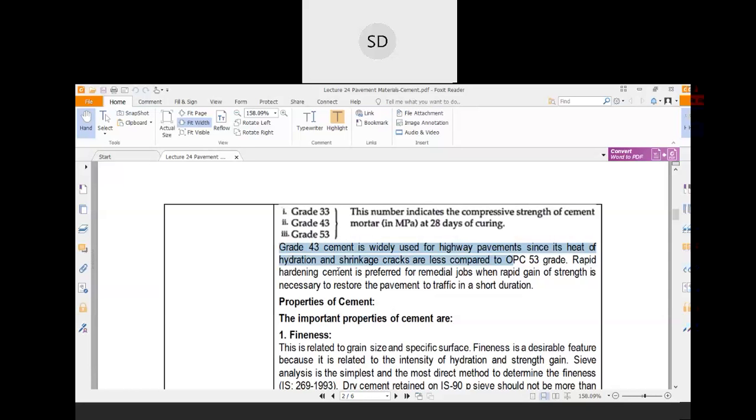Remedial job: suppose you have constructed one rigid pavement with the help of your cement, then after some time some portions of the road section get distorted or damaged. To repair those portions, you can use the rapid hardening cement so that it will gain the full strength within a short span of time, so that that portion of the road can be reused within a short span of time.